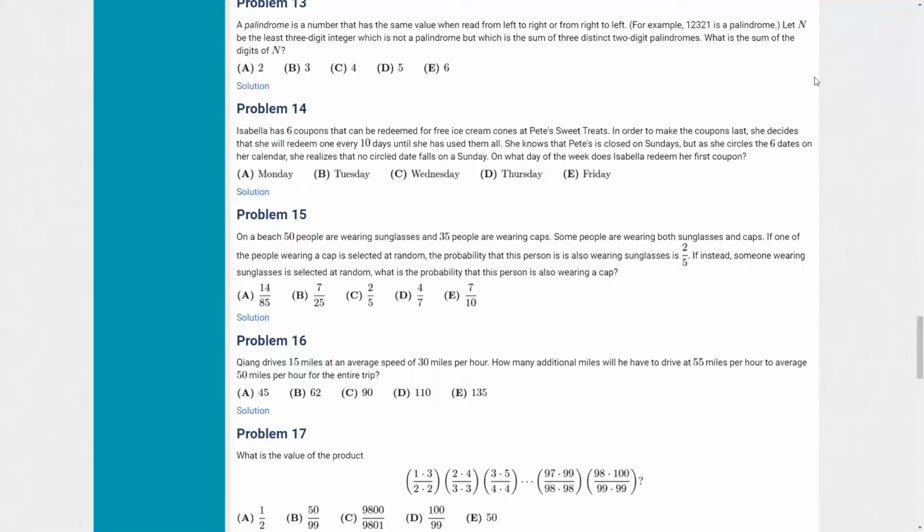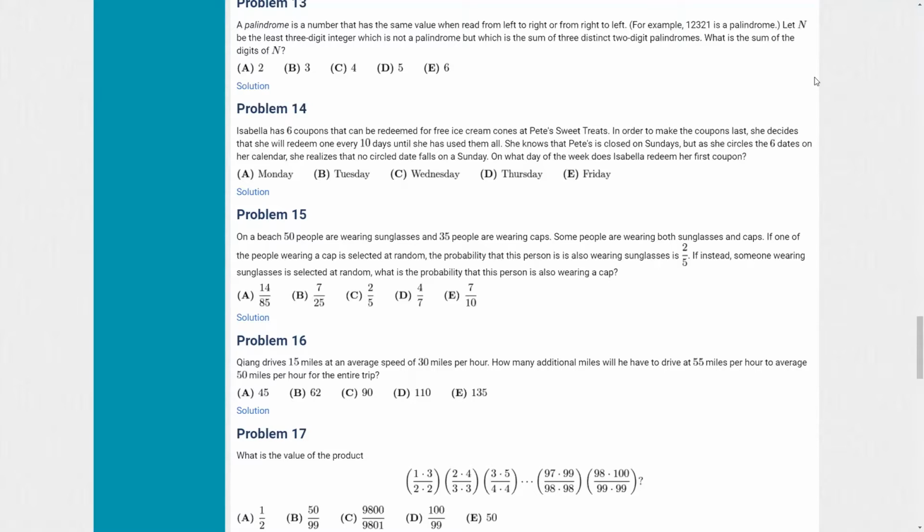Problem number 13 says a palindrome is a number that has the same value when read from left to right or from right to left. For example, 12321 is a palindrome. Let n be the least 3-digit integer which is not a palindrome but which is the sum of 3 distinct 2-digit palindromes. What is the sum of the digits of n?